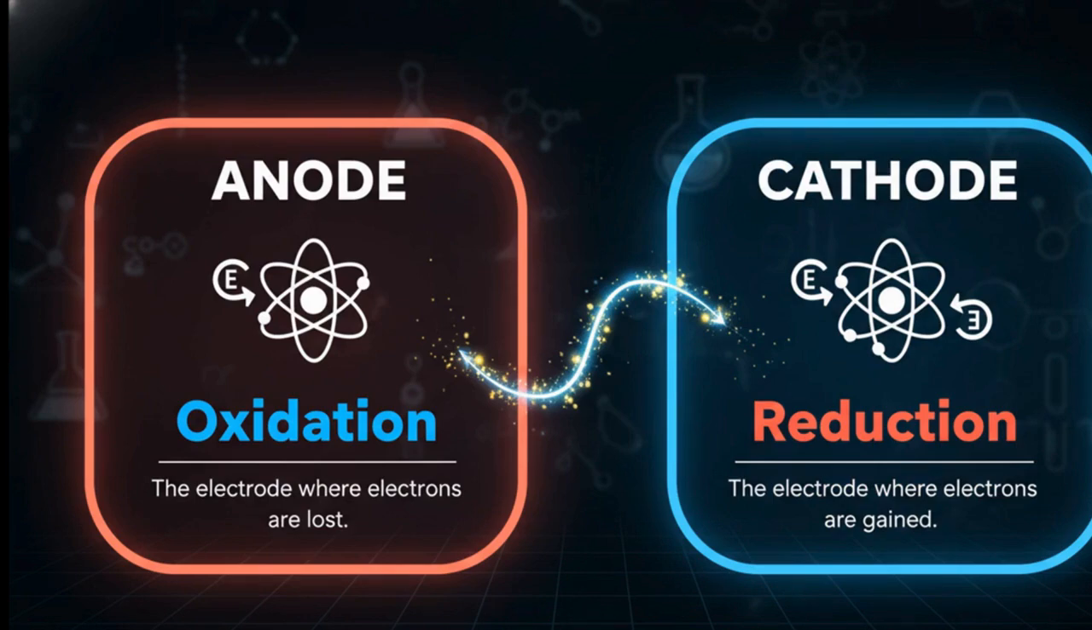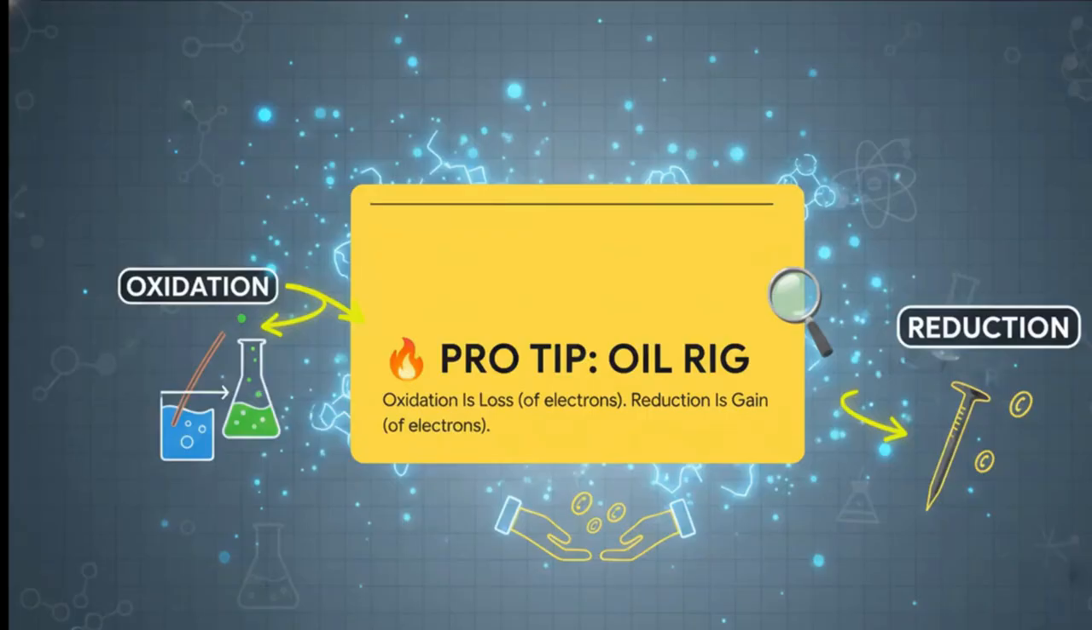But wait, how do you remember what oxidation and reduction even mean? Don't worry, I've got you covered. Here it is, the ultimate pro tip. Just remember OIL RIG. Oxidation is loss of electrons. Reduction is gain of electrons. OIL RIG. Say it with me, OIL RIG. You will never, ever get this wrong again.